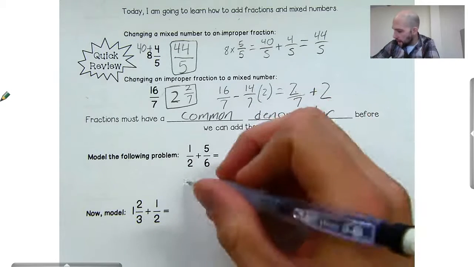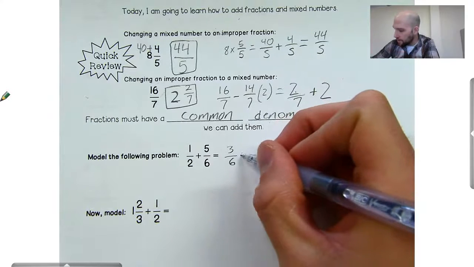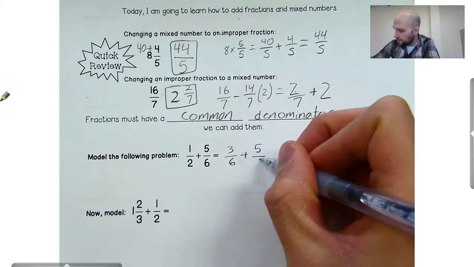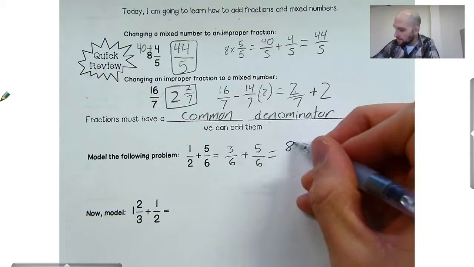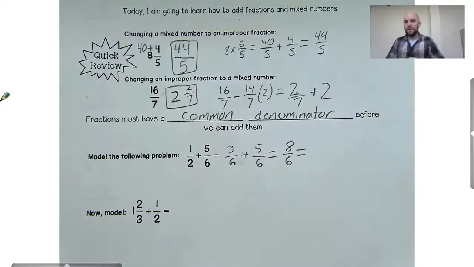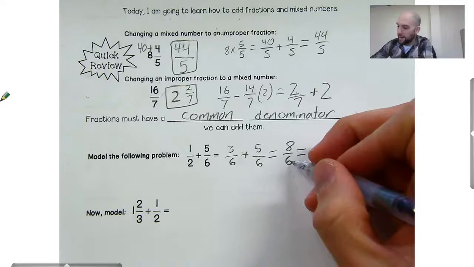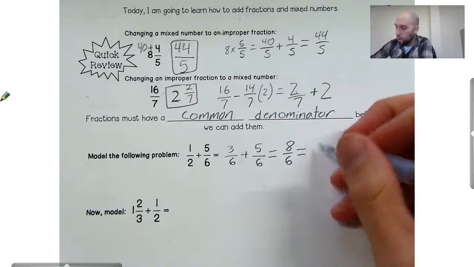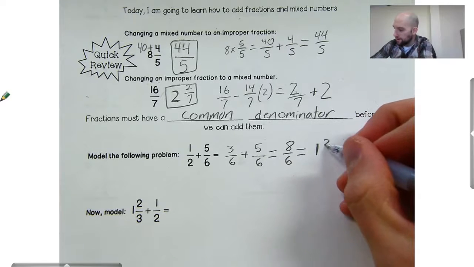So I'll do 3/6 plus 5/6, and I'm going to end up with 8/6. But now I have an improper fraction, and I don't like to leave my answer in the form of an improper fraction. When I have improper fractions, I like to change them to mixed numbers. So I'm going to take my 6 out of this 8, 6/6. It would make 1, and I'll have 2/6 left over.